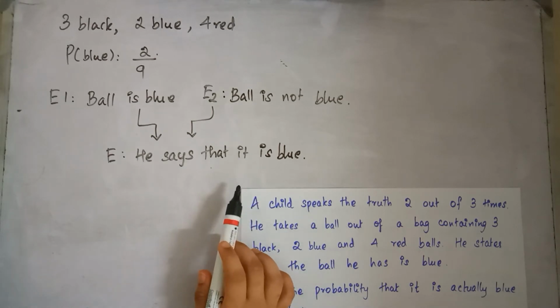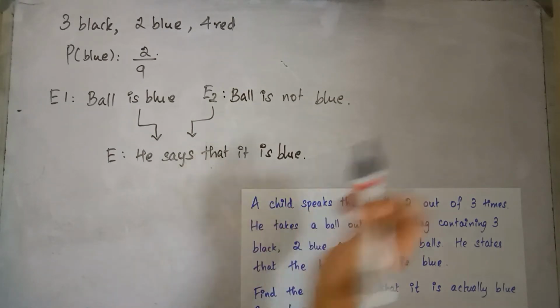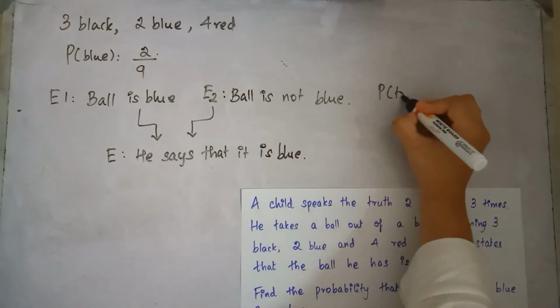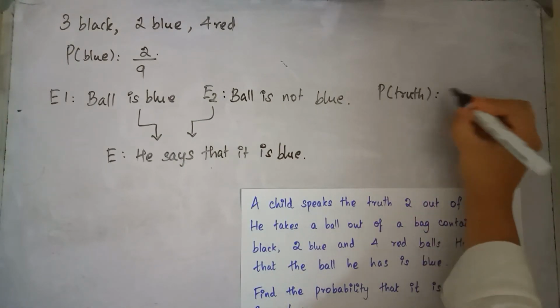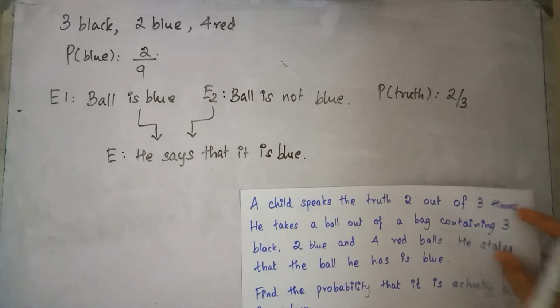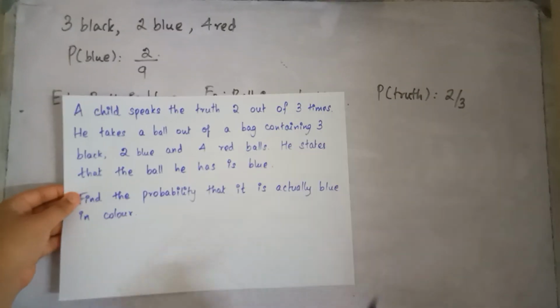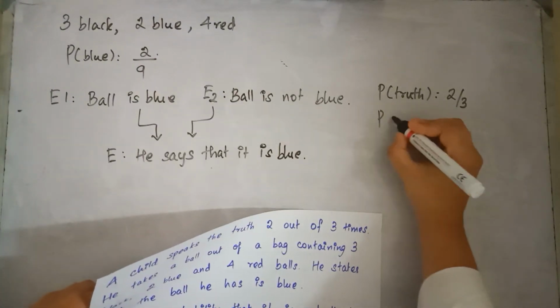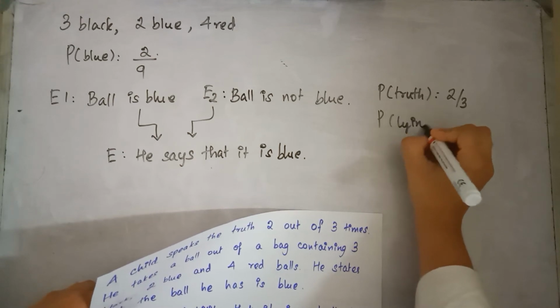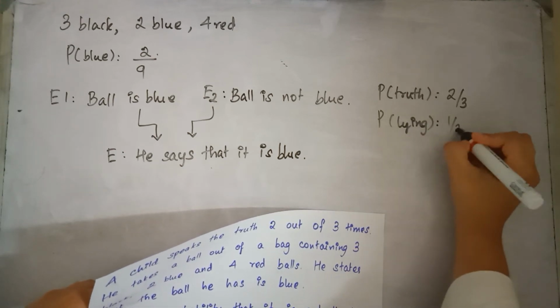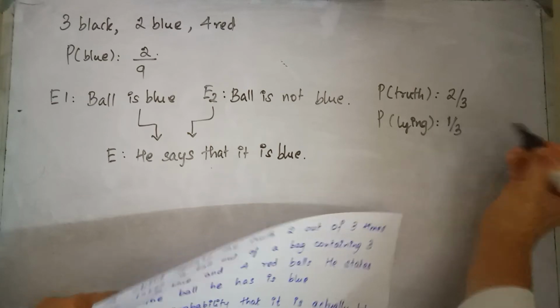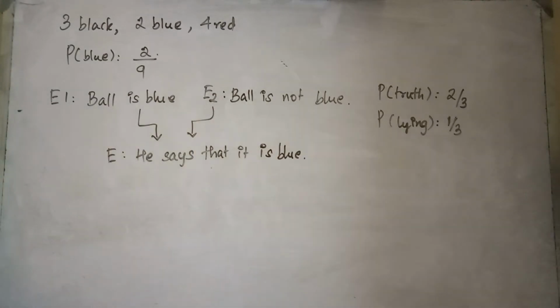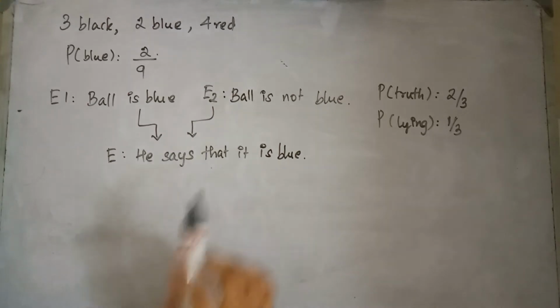Now, the probability of him telling the truth is 2 by 3. Why? Because he speaks the truth 2 out of 3 times. So the probability of him telling the truth would be 2 by 3, and of him lying would be 1 by 3. Right? So now we can form cases so that we can understand what is actually going on. Let's form all the possible cases that could happen in this event.